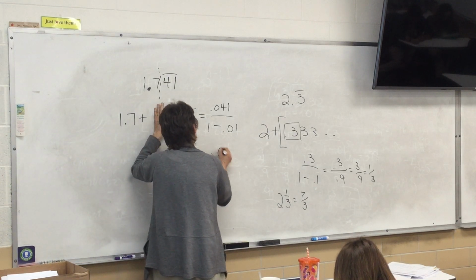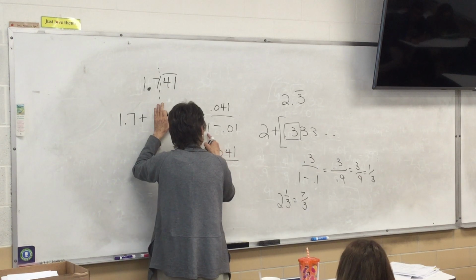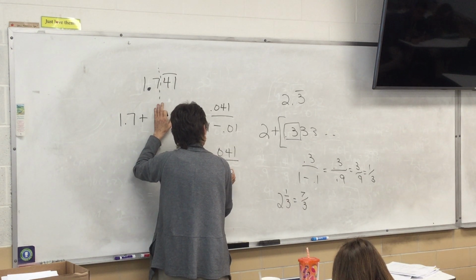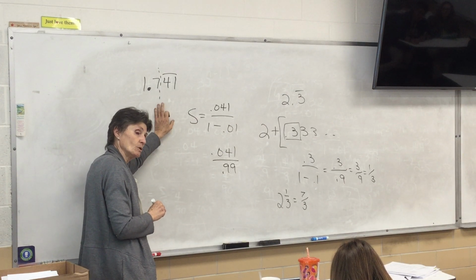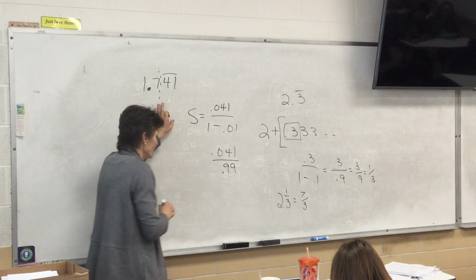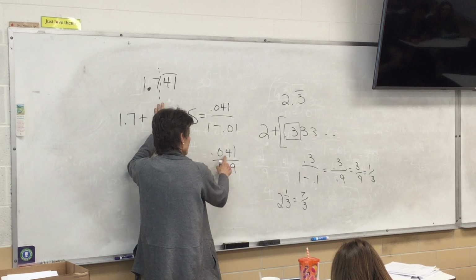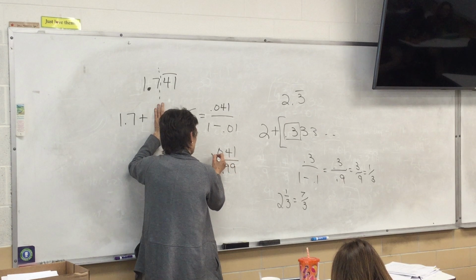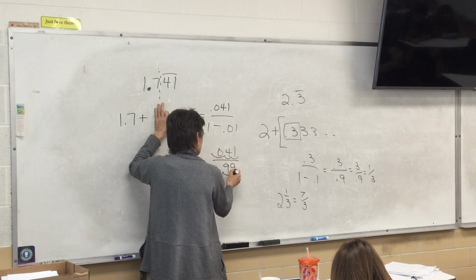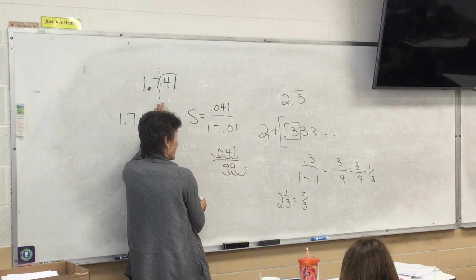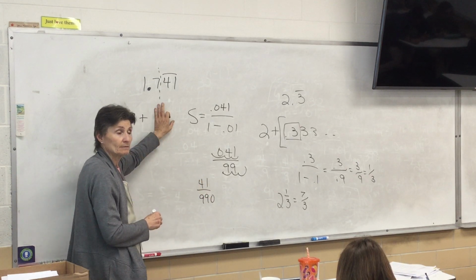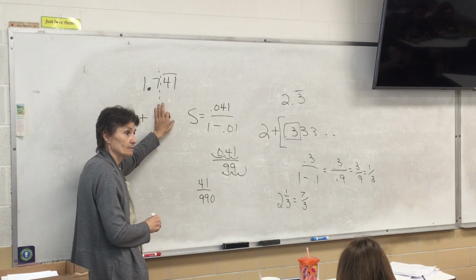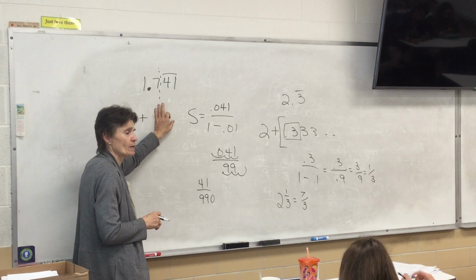So 0.041 over, what did you say 1 minus 0.01 was? 0.99. Now we got to move the decimals, get rid of the decimals. So this top is going to have to move 3 places. And so is the bottom. So what am I going to have? 41 over 990. I don't think that reduces. So there it is, 41 over 990.